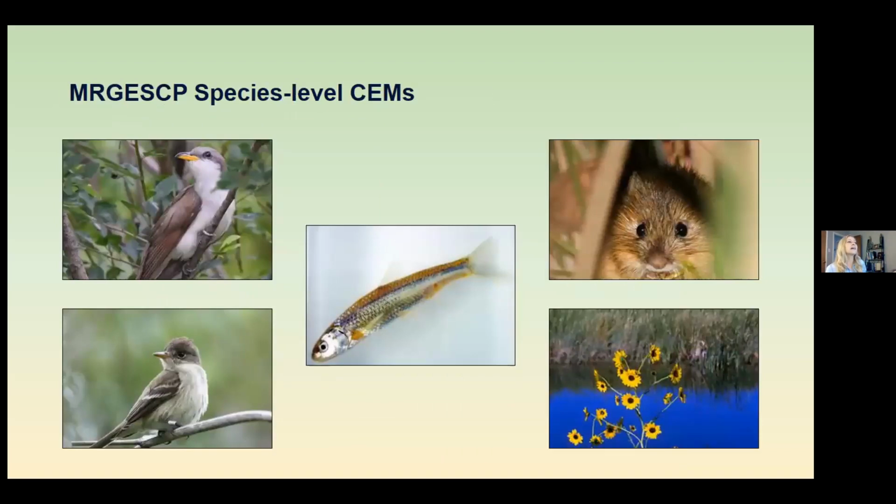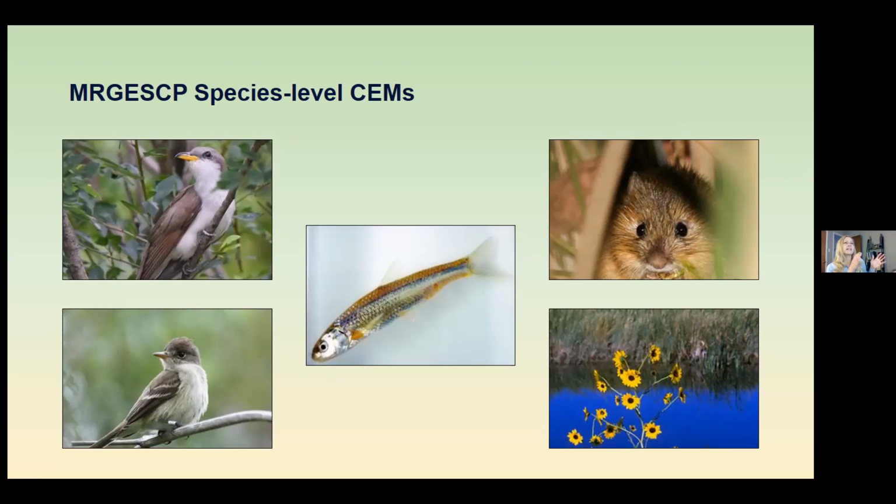All right, so of course we have 5 species that we deal with in this program. And unfortunately, we do not have conceptual ecological models developed for all 5 species, but we are in different stages of development for each one. For the cuckoo and the flycatcher here, the science work groups developed those conceptual ecological models in tandem because the life history of the birds is so similar. So I'll show you those models in a second.